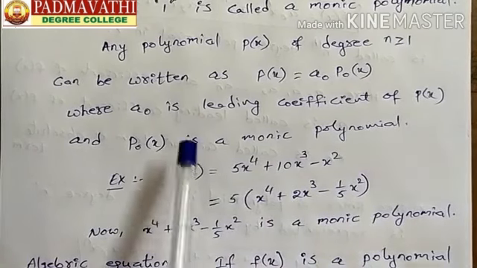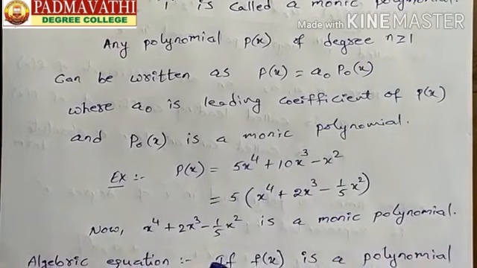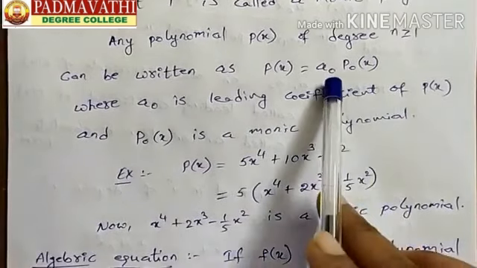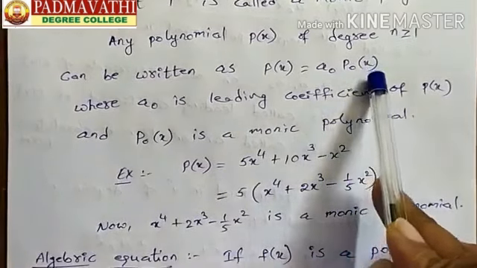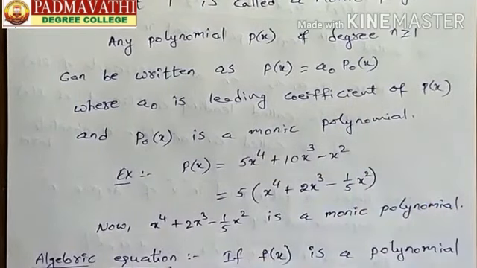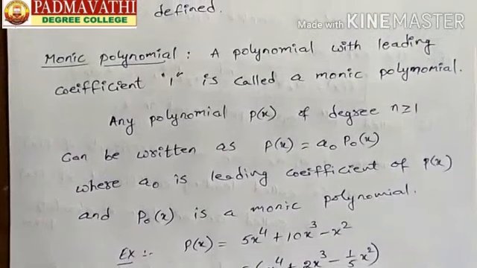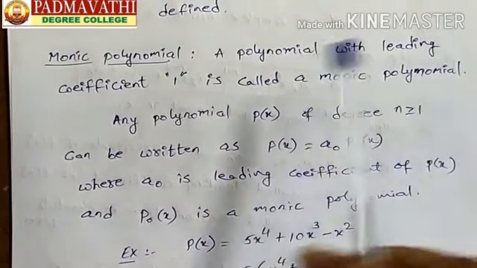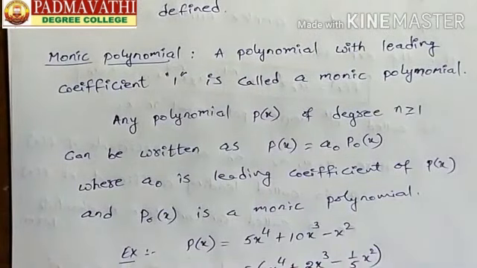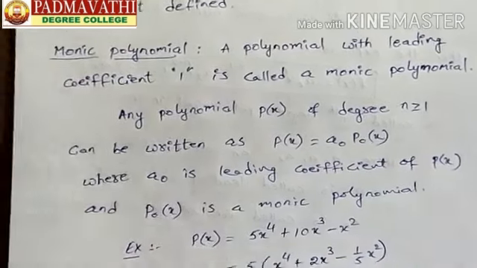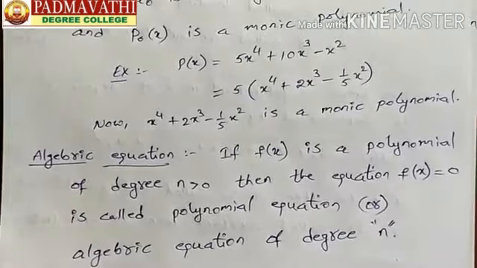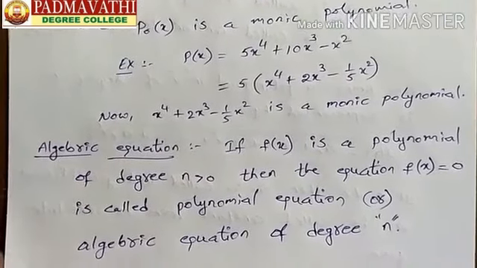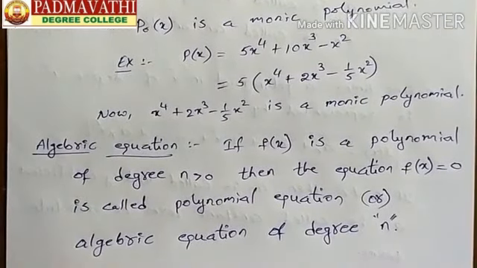So any polynomial we can write as p of x equal to a naught into p naught of x. So this p naught of x is nothing but a monic polynomial. So what is the definition for this? A monic polynomial means a polynomial with leading coefficient 1 is called a monic polynomial.